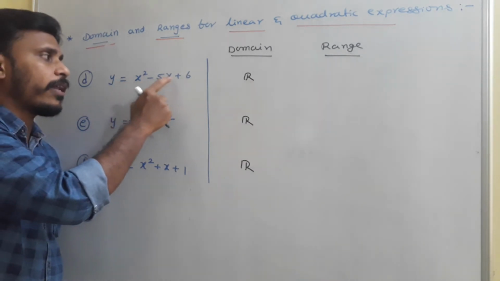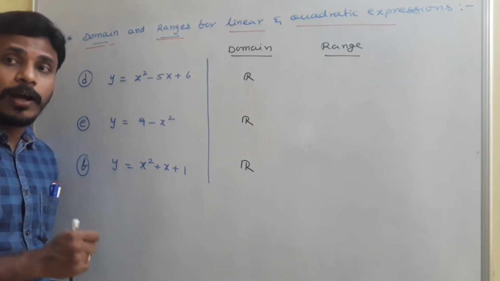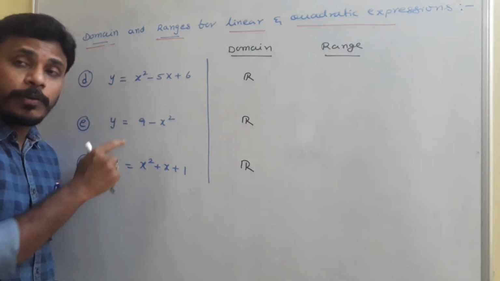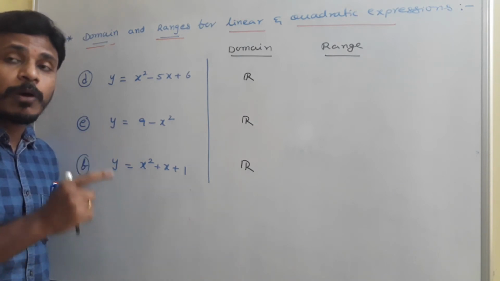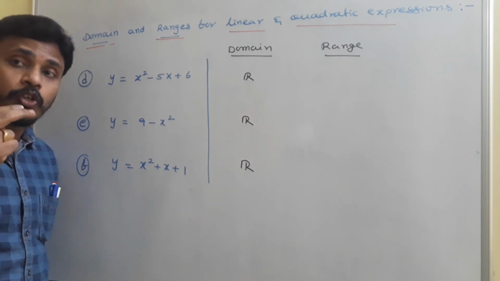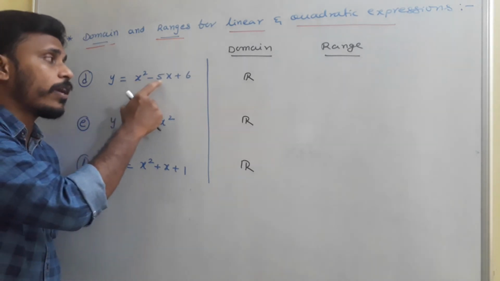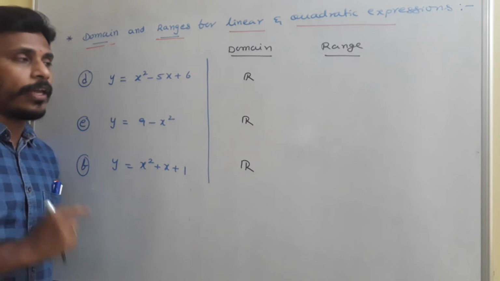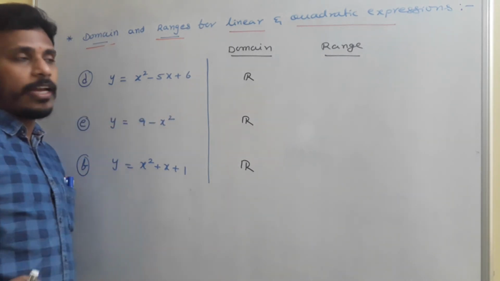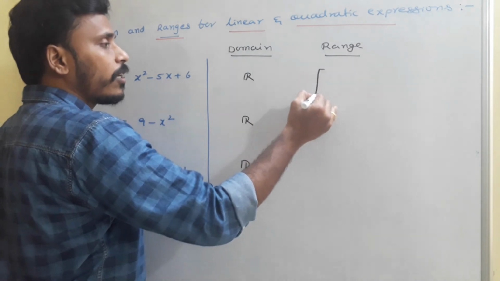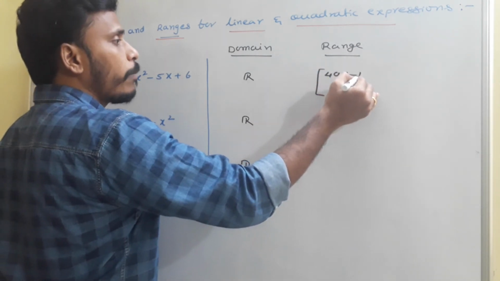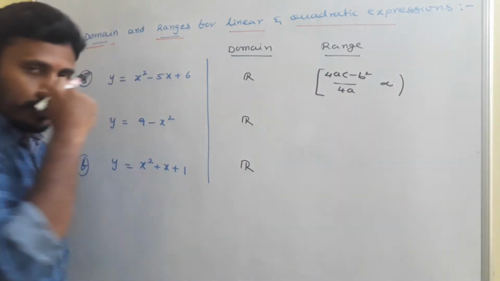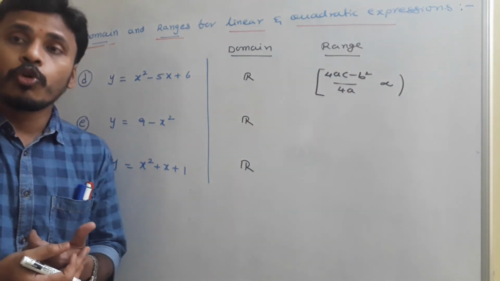See, this x square minus 5x plus 6 is an upward parabola. It has a minimum value. As I mentioned, these quadratic expressions have either a minima or a maxima, only one value, and the other value tends to infinity. Here, x square minus 5x plus 6 has a minimum value and the maximum value is up to infinity. So since it has a minimum value, the range simply starts at that minimum value, which is (4ac minus b squared) by 4a, to infinity.